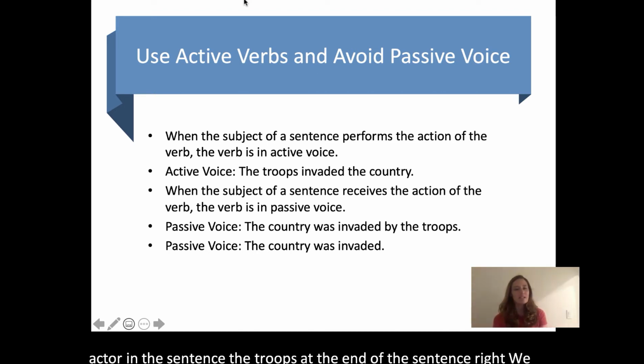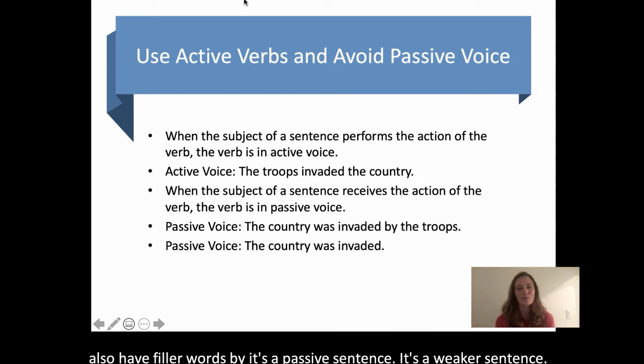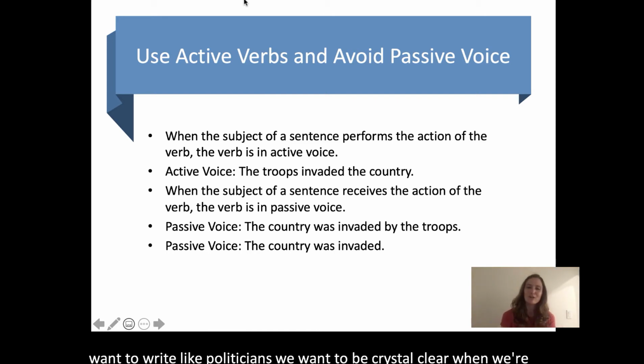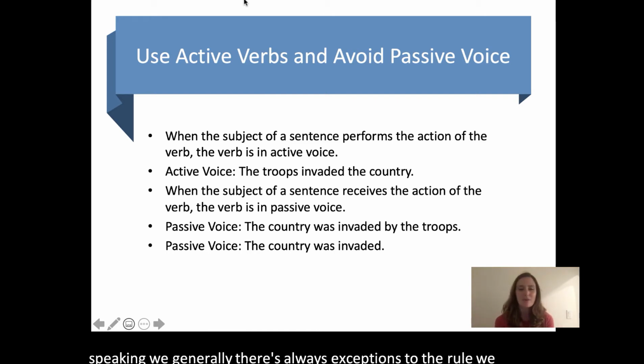If I were a politician trying to downplay what my troops were up to, then I might choose to use passive voice. But we don't actually want to write like politicians. We want to be crystal clear when we're speaking. There's always exceptions to the rule, but we generally want to use active voice. Or even something just like this that takes out the actor altogether. The country was invaded. We don't know who invaded the country, right? So this is an example of passive voice.